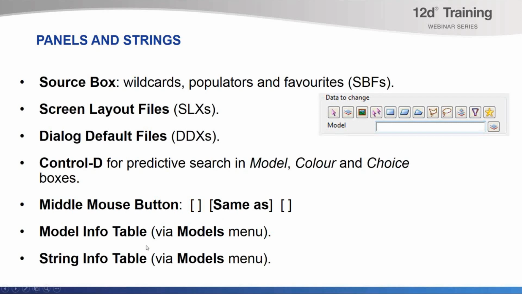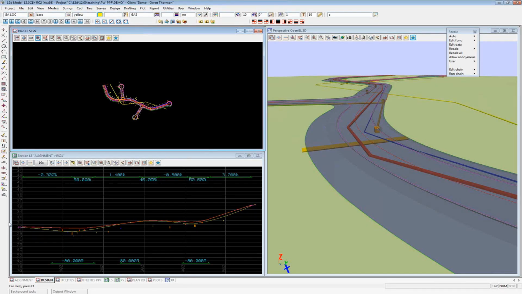These are two of my favorite panels in 12D for sort of debugging or finding funny data that may have been provided to you. It's a great way of finding strings and models in a project, so I'll show you those as well. So back to 12D now.